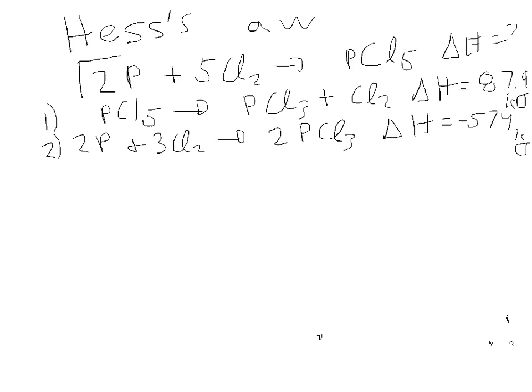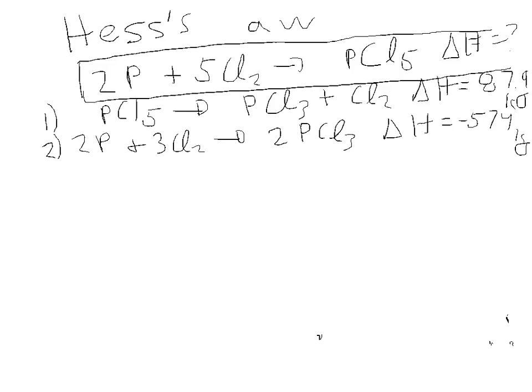We like to take our target equation, the equation for which we don't know the amount of energy, and I like to make a box around it because I'm going to spend most of my time focusing on that. So in my boxed target equation, I need 2 moles of phosphorus to react with 5 moles of chlorine to make 2 moles of PCl5. And I don't know how much heat would be evolved or absorbed in that reaction. I'm going to manipulate equation 1 and equation 2 so that when I add those two up, I can equal my target equation.